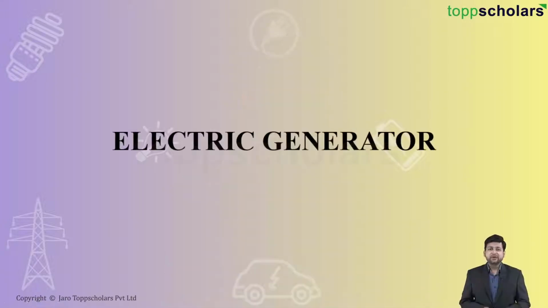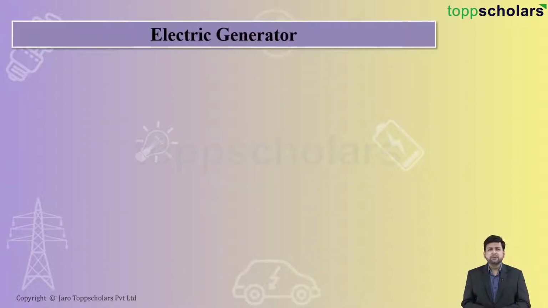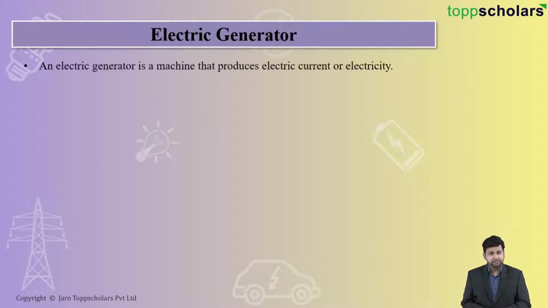Students, today we are going to discuss an interesting topic, and that is the electric generator. So let's start with your first topic, the electric generator. But before going on, my question is, what exactly is an electric generator? An electric generator is a device which produces electric current, or in simple words, electricity.